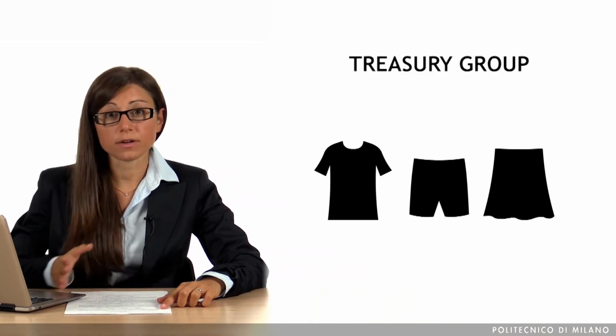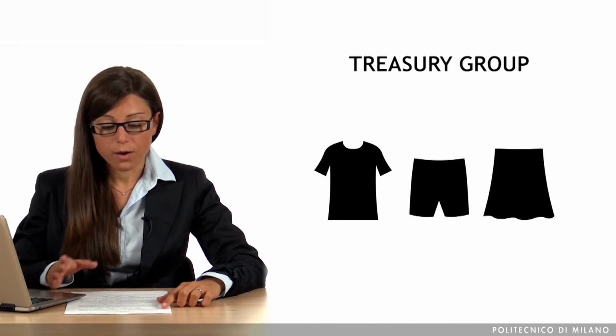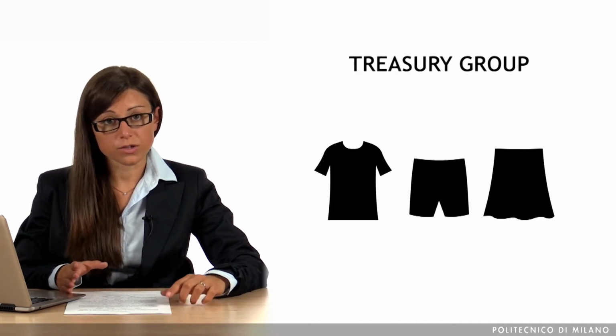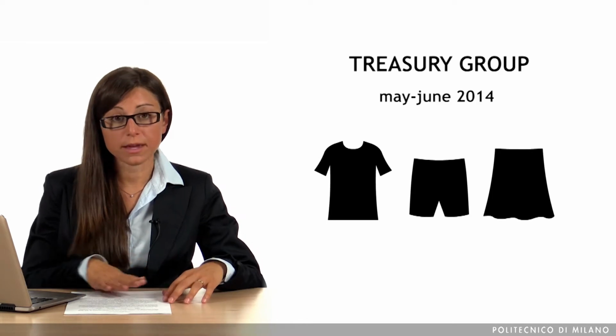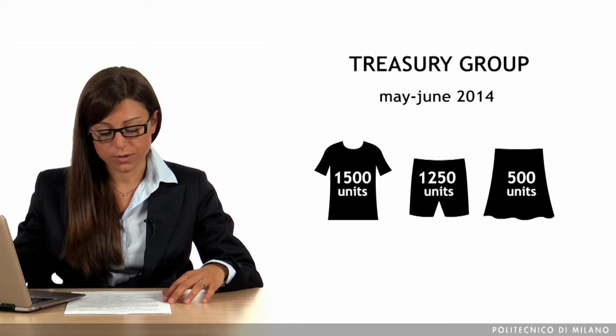In this class, we will discuss the solution of the exercise on the activity-based costing system. If we look at the text of the exercise, we have this company, which is the Treasury Group company, that realizes three different products. We have t-shirts, shorts, and skirts. We have some data about the production of two different months, which are May and June, and some data about the overall production process.